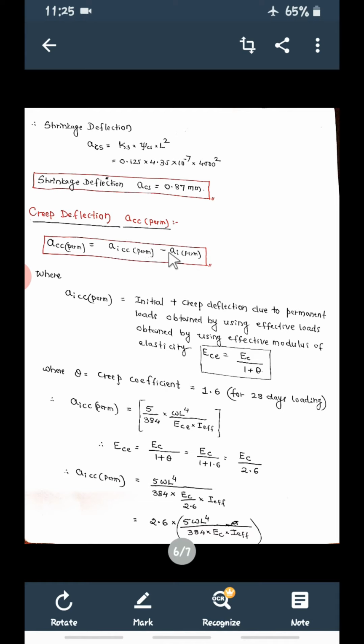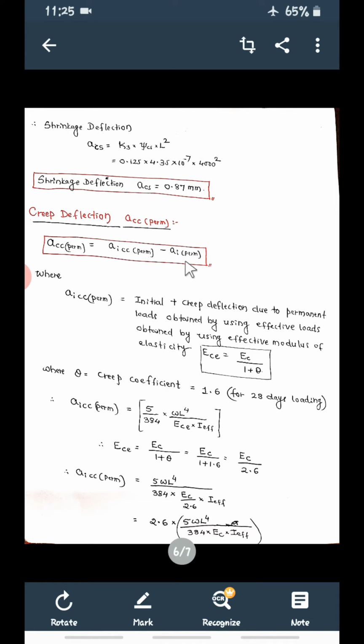AICC permanent minus AI permanent. This is short term deflection. Okay, this is short term deflection. So this we're going to calculate. Then we'll get this creep deflection. So therefore, what is this now?